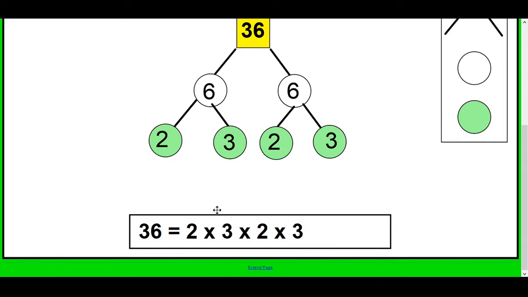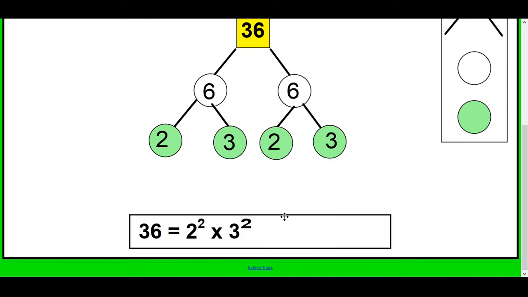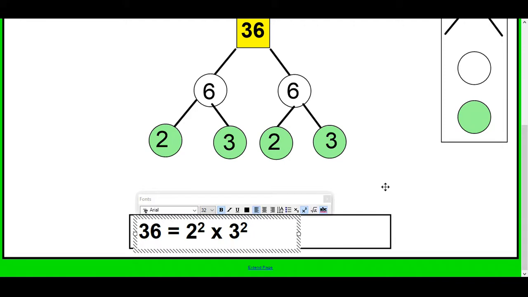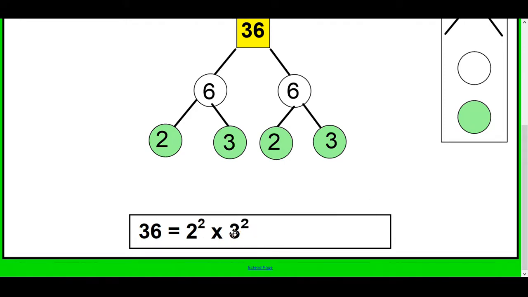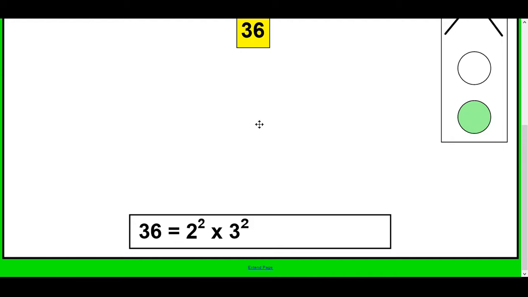Now that's fine, but I can also notice that could be 2 squared times 3 squared. So let's write it like that. So 2 squared times 3 squared. Now 2 squared is equal to 4 and 3 squared is equal to 9. Yeah, so that works. Okay, let's try it again. One more time. We'll just pick a number at the top there.